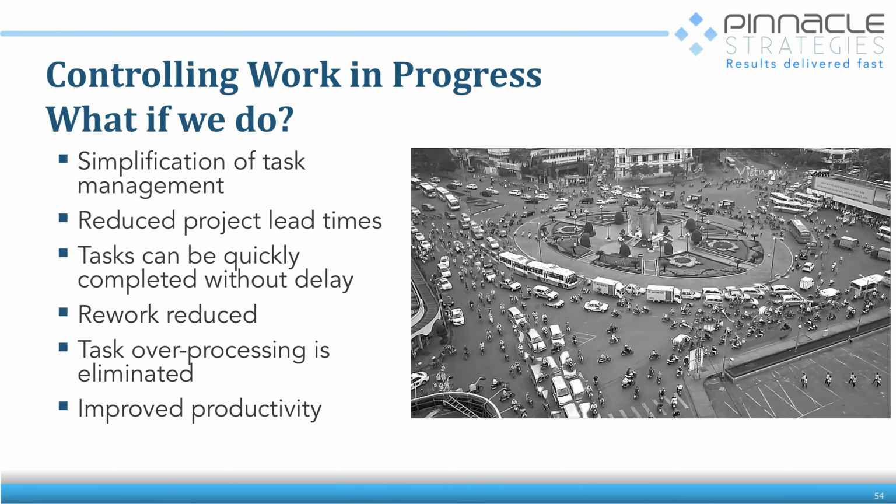So if we do a good job of controlling work in process, what you get is a much simpler management system. Your system of managing is much simpler. And because it's simpler, your project lead times go down, tasks get completed quickly, rework is reduced, over-processing is eliminated, and productivity improves again. So you get more.